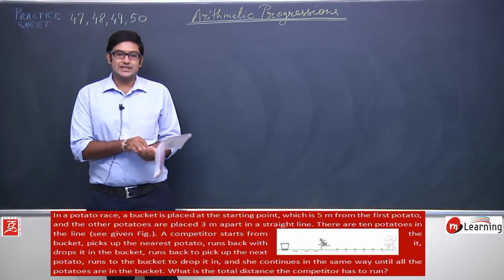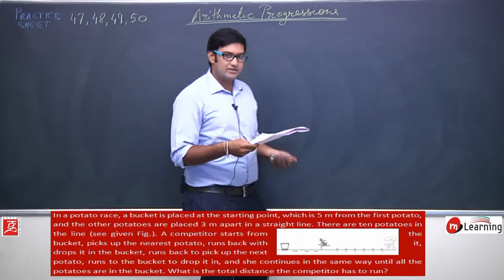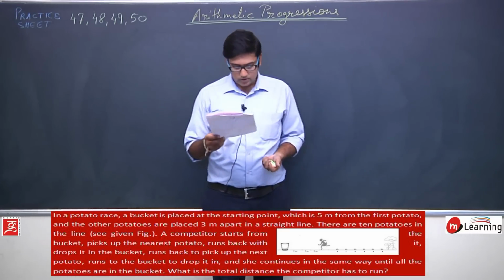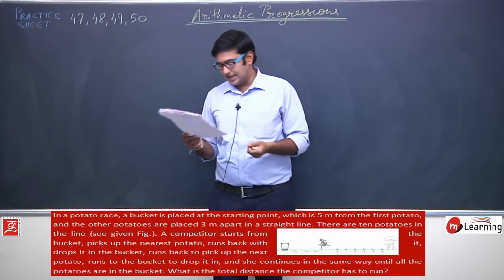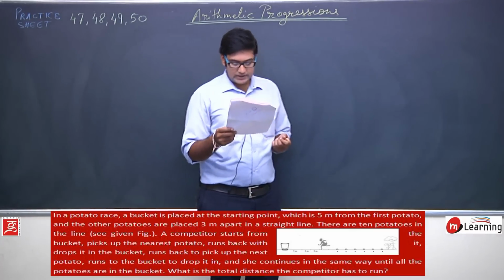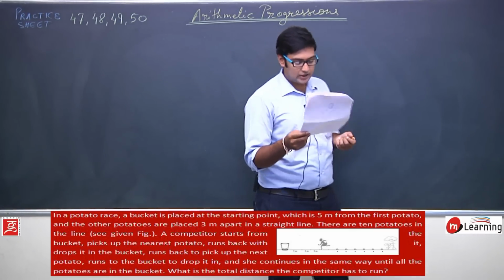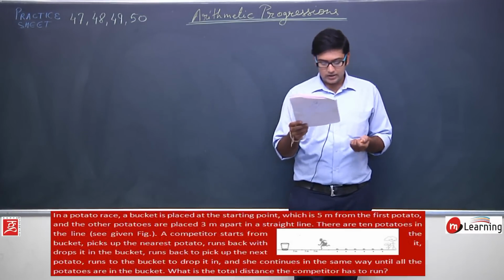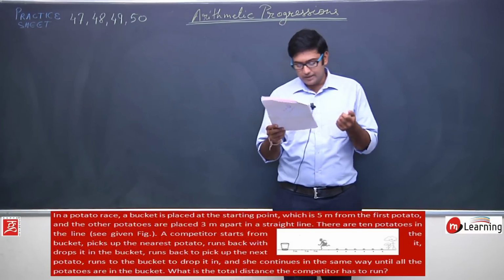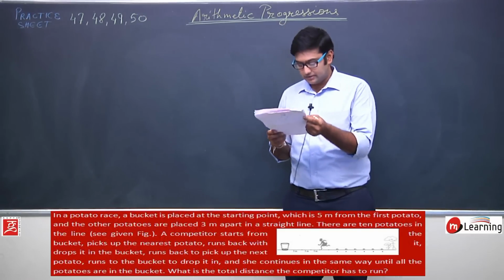Okay, let us now discuss question number 47 from the practice sheet. Question number 47 says, in a potato race, a bucket is placed at the starting point, which is 5 meter from the first potato, and the other potatoes are 3 meter apart in a straight line. There are 10 potatoes in the line. See the given figure.